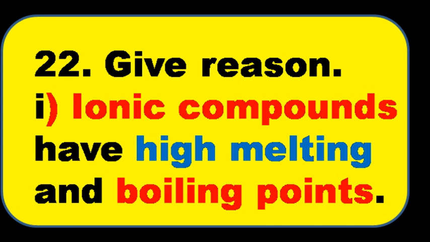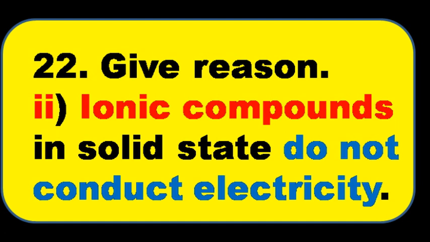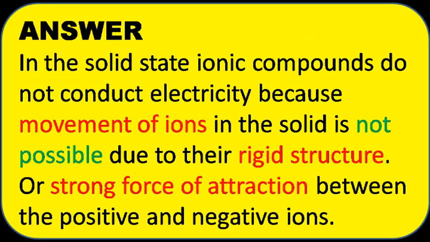Give reason. Ionic compounds have high melting and boiling points. Ionic compounds have high melting point because a considerable amount of energy is required to break the strong interionic attraction. Ionic compounds in solid state do not conduct electricity. In solid state, ionic compounds do not conduct electricity because movement of ions in the solid is not possible due to their rigid structure or strong force of attraction between the positive and negative ions.